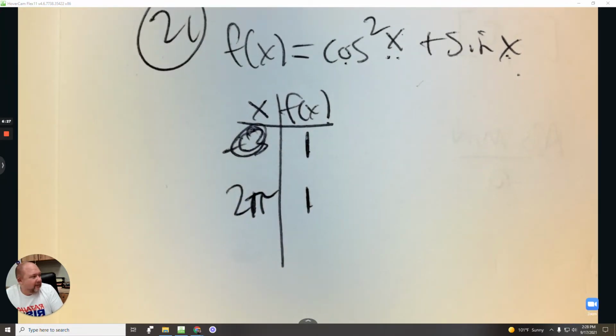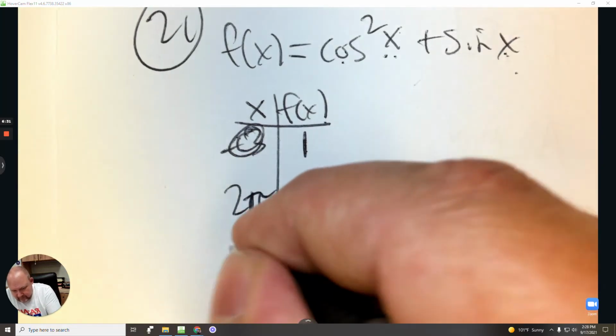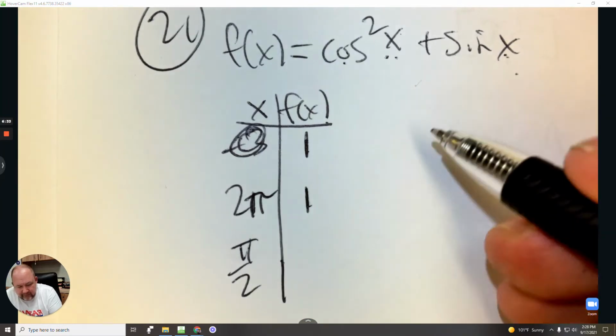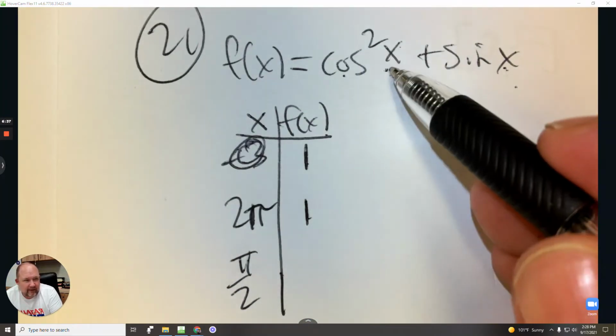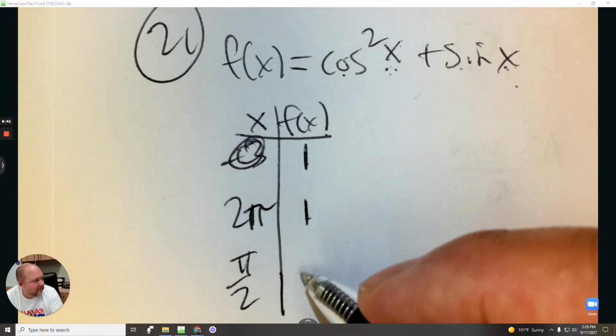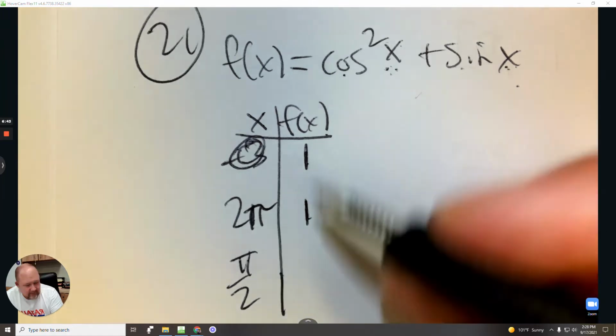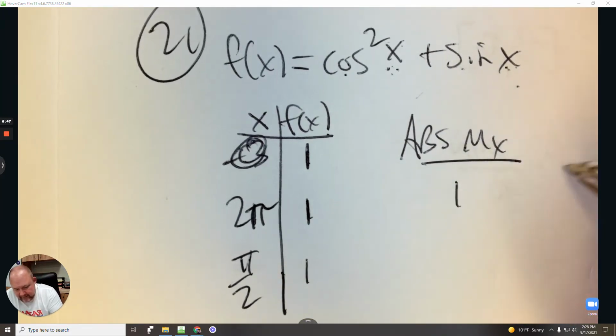And then we found values at pi over 2 and 2 pi. So we're going to put pi over 2 here. At pi over 2, cosine is 0. Sine at pi over 2 is 1. So the absolute max and the absolute minimum is the same number.